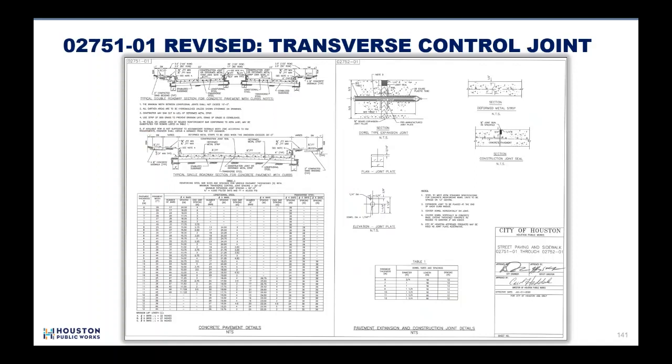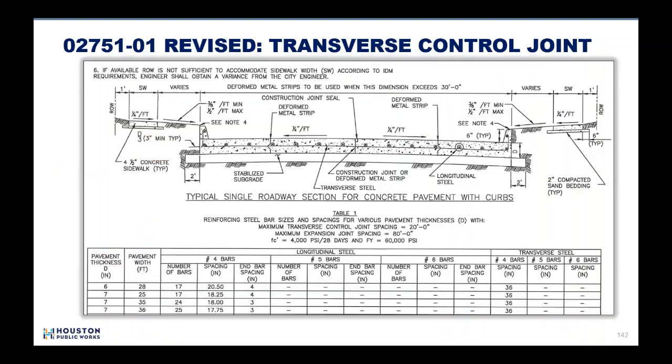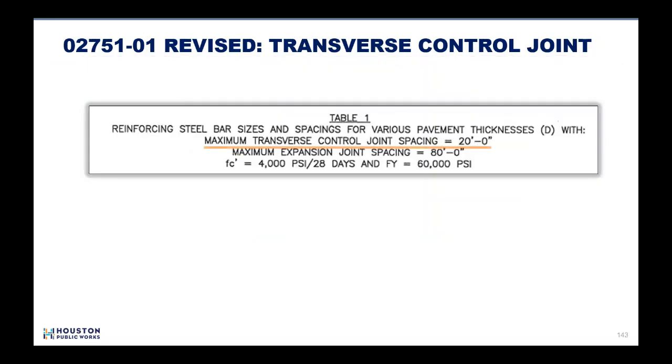Since I didn't bring my magnifying glass, let's zoom into the area of the drawing to locate where that note has been added. Under Table 1, we have added a line on the 20-foot control joint spacing. Let's take a closer look at the wording and at Note 6, which is another addition. The Table 1 note says, maximum transverse control joint spacing is equal to 20 feet and is in line with our new specification article.